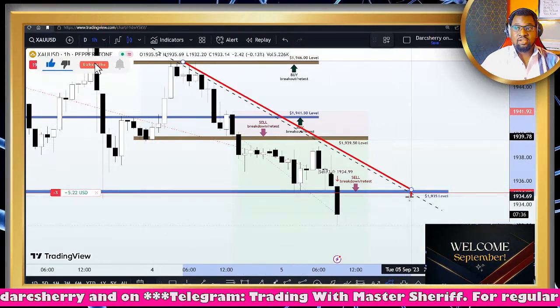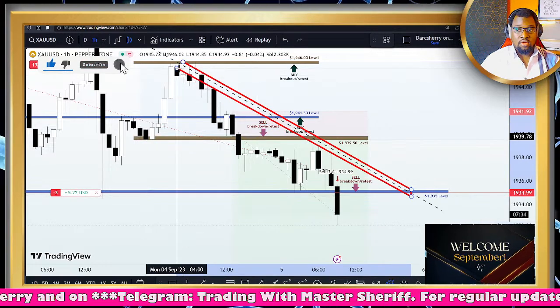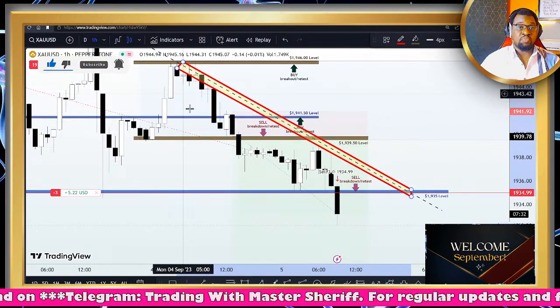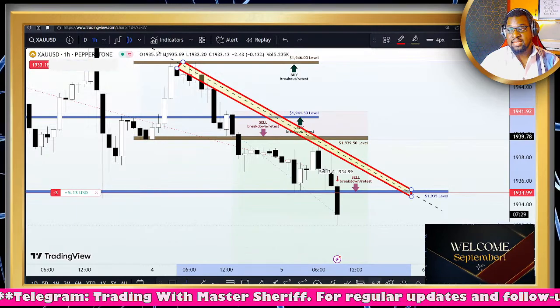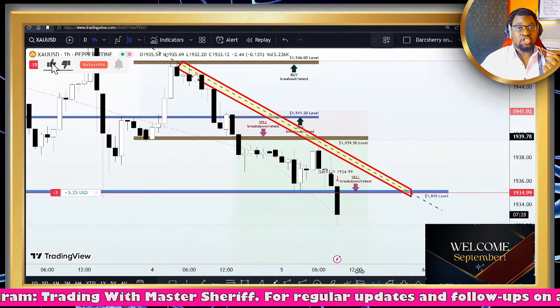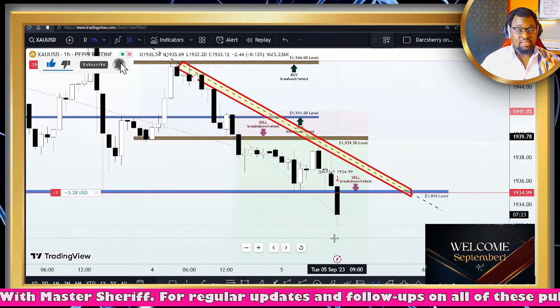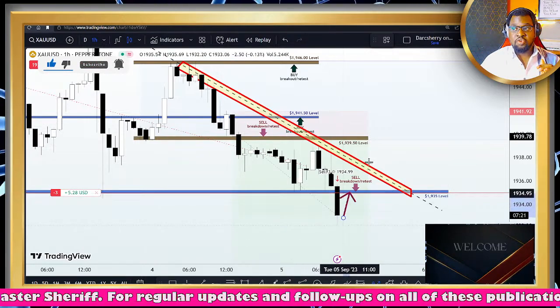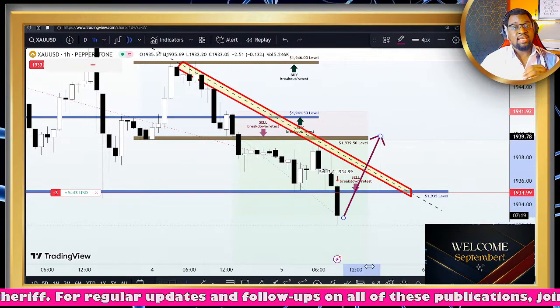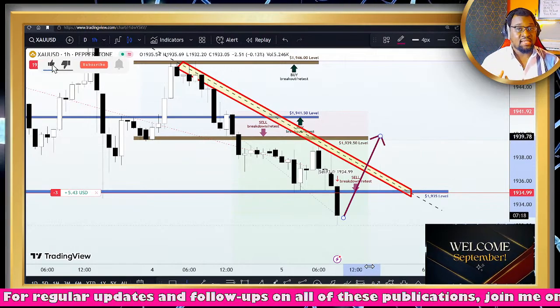So if this descending trend line is broken, this will be the first time price will break out of that trend line this week, and it will be a signal that the trend line may no longer have the capacity to continue to negate that bullish attempt. So if a breakout of this trend line happens, then we want to start considering buying this asset.